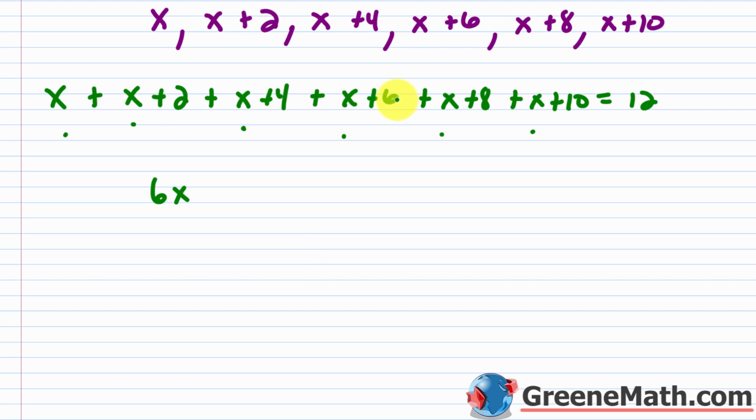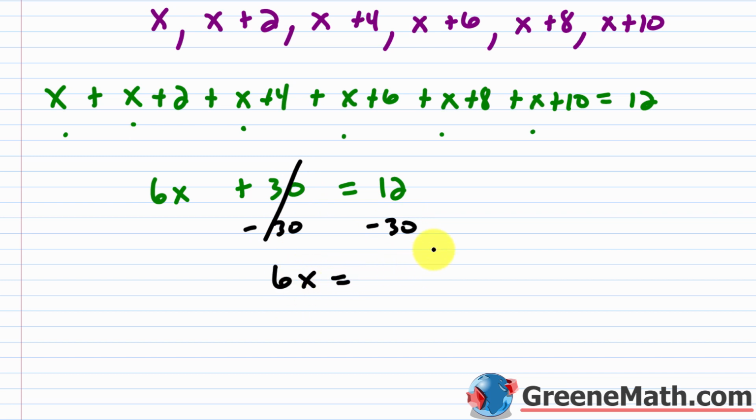6 plus 6 is 12. 12 plus 8 is 20. And then 20 plus 10 is 30. So let's put plus 30. And this equals 12. And so what I'm going to do from here is subtract 30 away from each side of the equation. That's going to cancel. I have 6x is equal to 12 minus 30, which is negative 18.